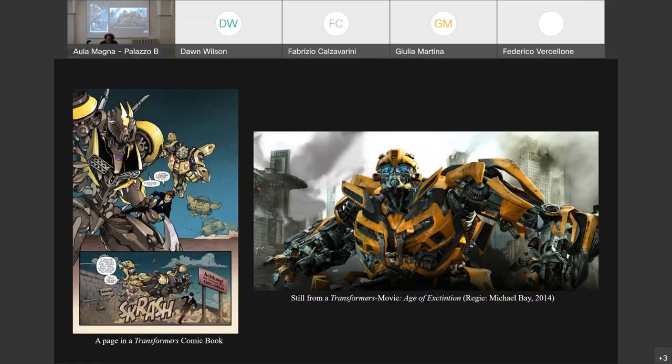On the one hand, we have a comic drawing, a panel, and on the other hand, we have a film still. From Husserl and Wharton's point of view, both pictures are equally fictional. And it's interesting, in everyday life, we would say both pictures are fictional because this transformer does not exist.